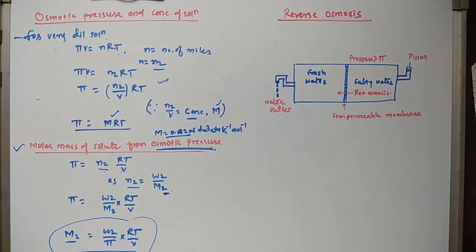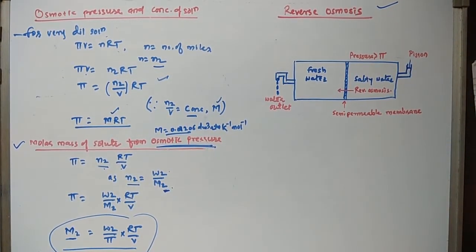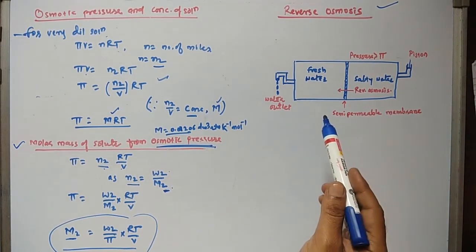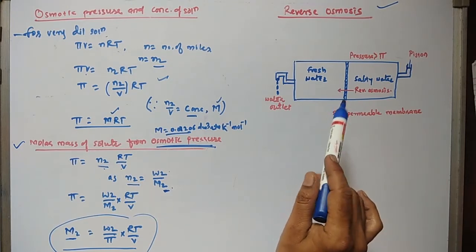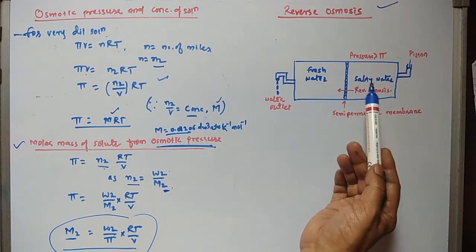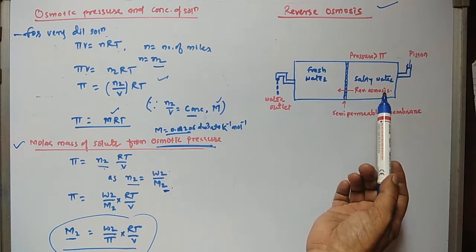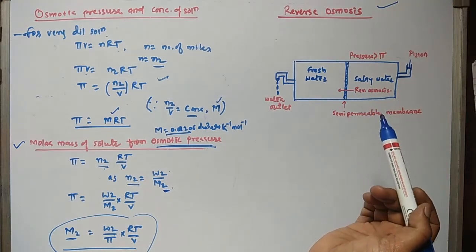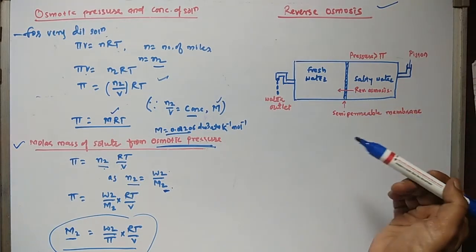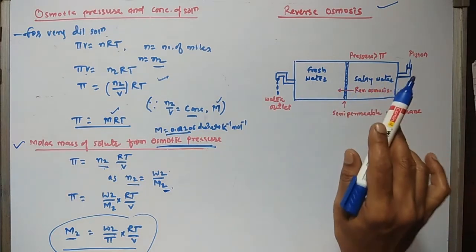Now see the next concept, reverse osmosis. As the name indicates, it is the reverse of osmosis. What is osmosis? Osmosis is the spontaneous flow of solvent molecules from the solvent towards the solution, or from the more dilute solution towards the concentrated solution. So this is osmosis. And what is its reverse? The flow of solvent molecules from the solution towards the solvent is reverse osmosis.